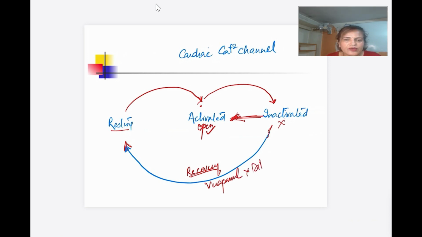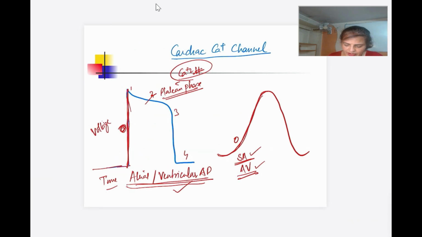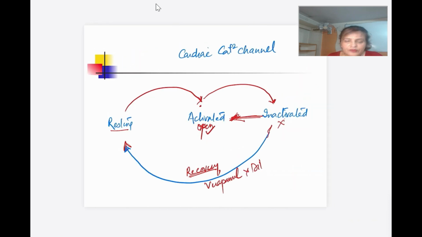And this calcium channel, especially for verapamil and diltiazem, is time dependent. It is not dependent on the voltage. Just see here, it is going to take time. So this is time dependent, and verapamil and diltiazem are going to delay this recovery. So they are going to decrease the heart rate and slow the conduction.